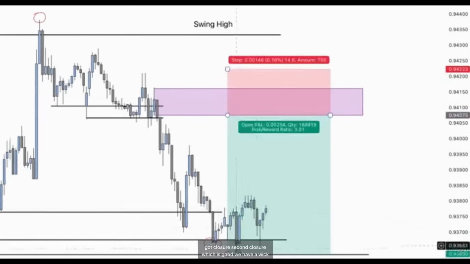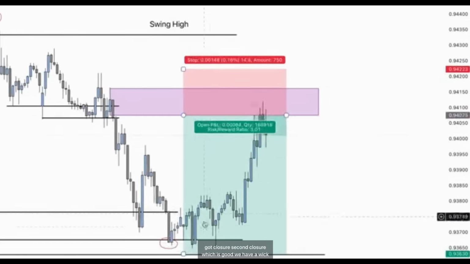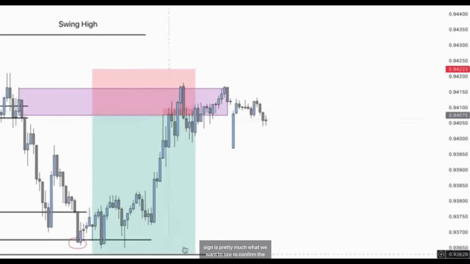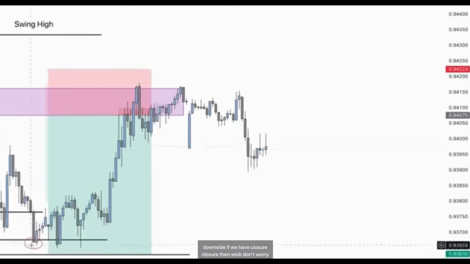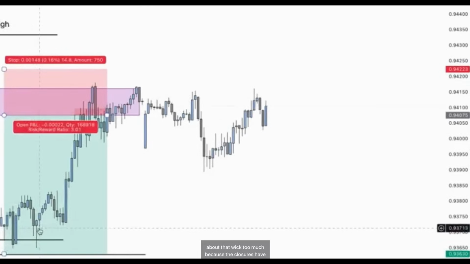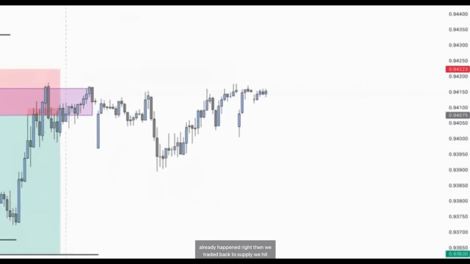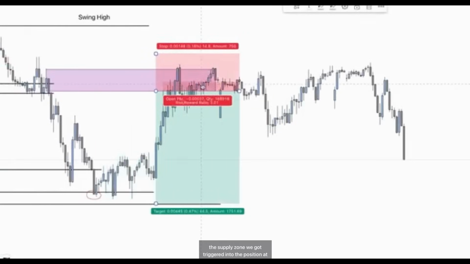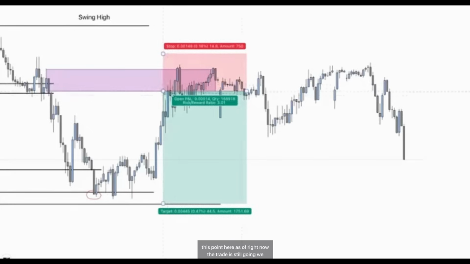we got closure, second closure, which is good. We have a wick here, but the market did already close beneath, so that is a good sign. It's pretty much what we want to see to confirm the downside. If we have closure, then wick, don't worry about that wick too much because the closures have already happened, right? Then we traded back to supply. We hit the supply zone. We got triggered into the position at this point here.